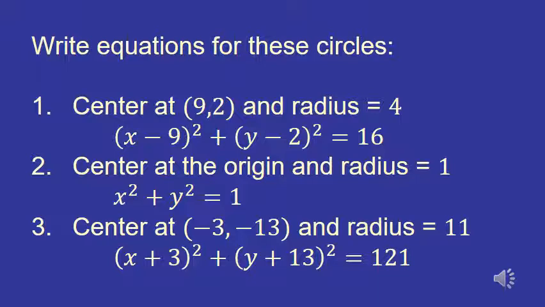You could also just write it as x minus 0 squared plus y minus 0 squared equals 1 as well. And the last one's going to be x plus 3 squared plus y plus 13 squared equals 11 squared, which is 121.